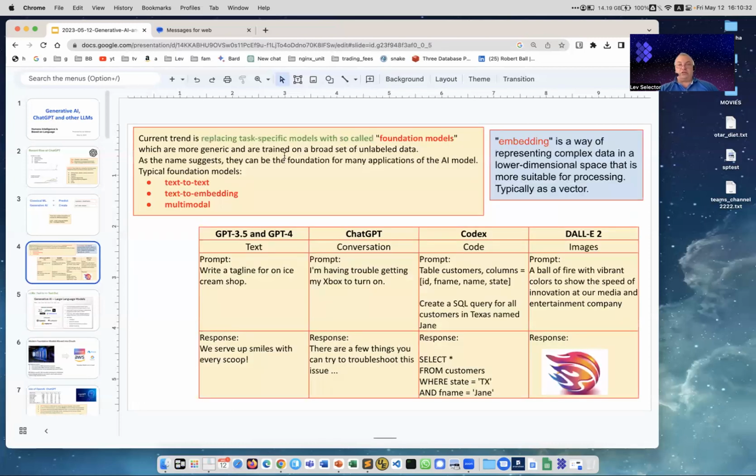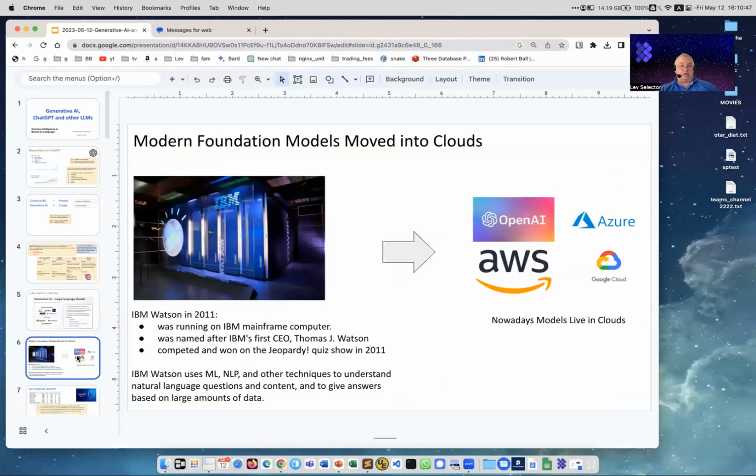So I'm just returning here. So again, foundation models. They're generic and trained on a broad set of unlabeled data, and they can be a foundation for many applications of AI models. So we'll see that. Okay.